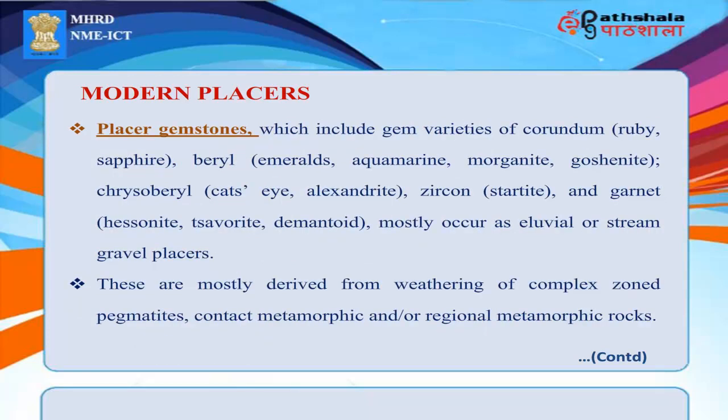Placer gemstones, which include gem varieties of corundum, beryl, chrysoberyl, zircon, and garnet, mostly occur as alluvial or stream gravel placers. These are mostly derived from weathering of complex zoned pegmatites, contact metamorphic and/or regional metamorphic rocks.